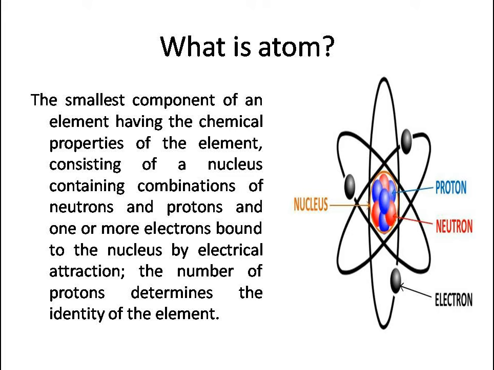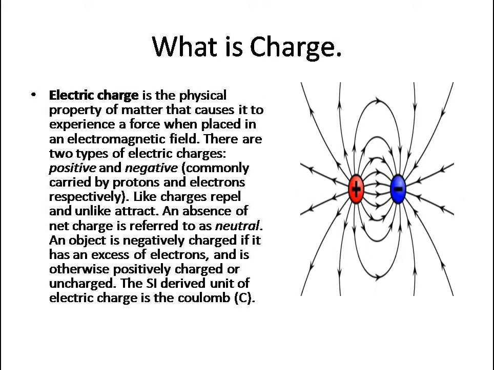Now this is the basic structure of an atom which everybody knows. Why am I giving you this concept? Because the concept of electron, proton, neutron is very necessary to understand how current moves, or what current is. Second thing, after understanding the atom structure, we have to learn about charge.